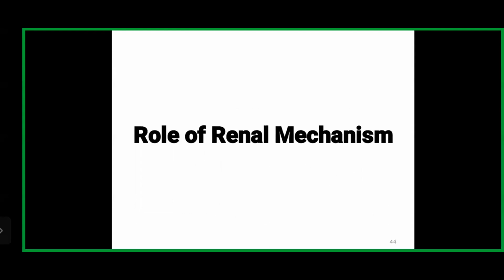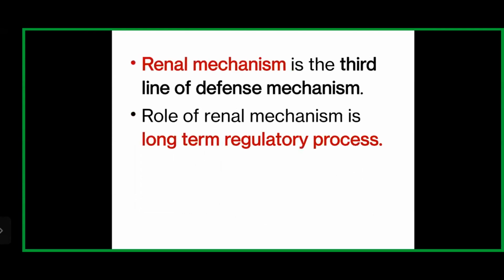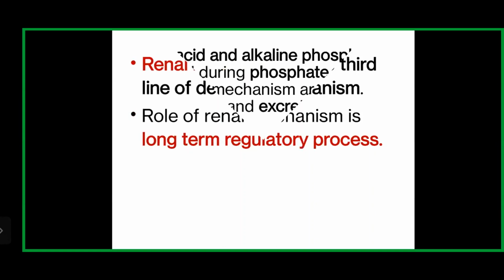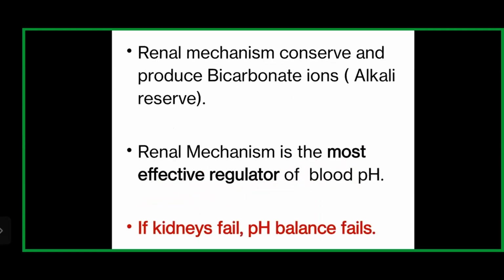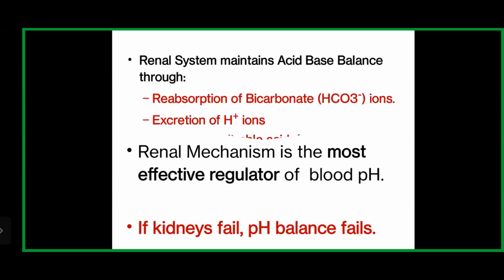Role of renal mechanism. Renal mechanism is the third line of defense mechanism. It is a long-term regulatory process. The acid and alkaline phosphate formed during the phosphate buffering system are filtered out from the blood and excreted out to the urine. Thus, the phosphate buffer system is directly controlled by the renal mechanism. Renal mechanism conserves and produces bicarbonate ions, that is, alkali reserve. Renal mechanism is the most effective regulator of blood pH. If kidney fails, the pH balance also fails.